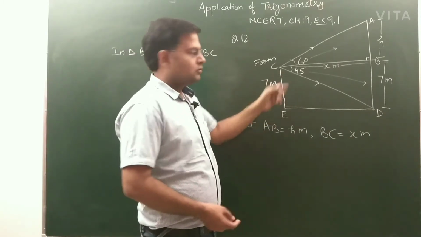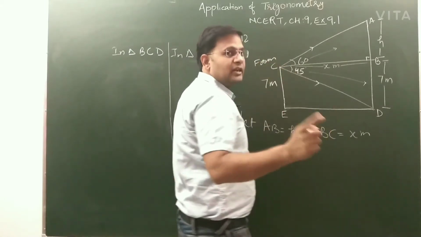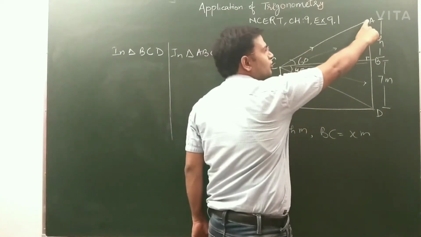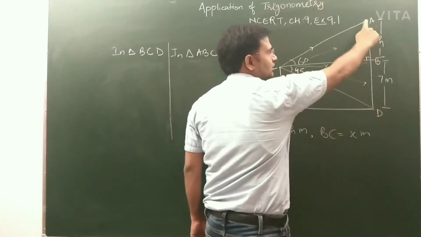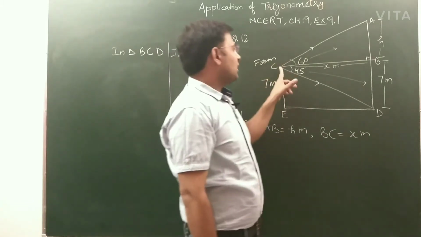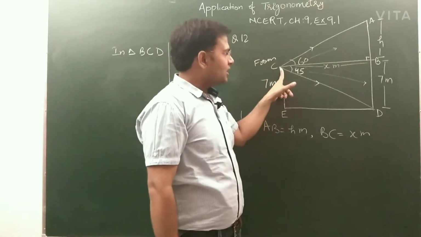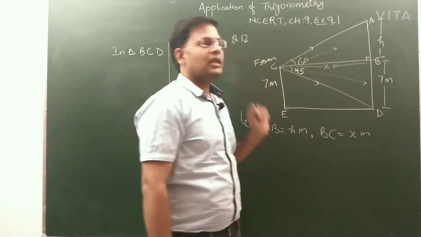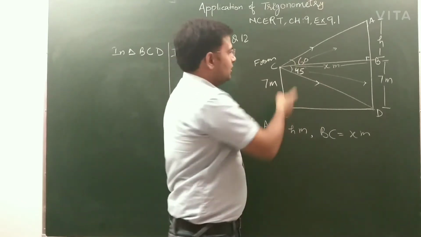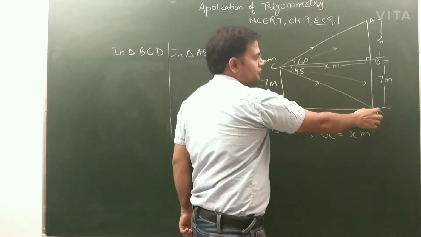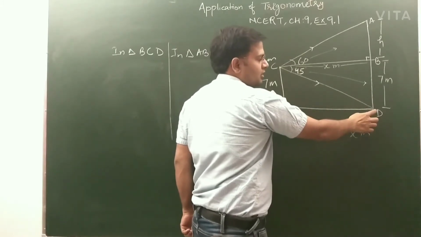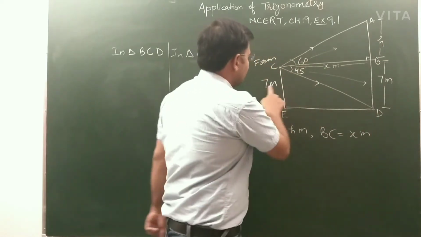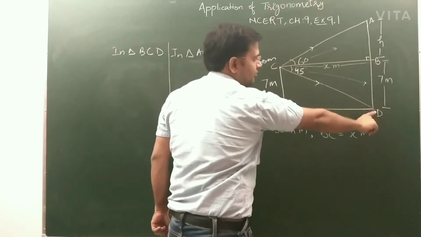From the top of a 7-meter high building, the angle of elevation of the top of the cable tower is given. This is the cable tower. AD is the cable tower, and the angle of elevation from the top of the building to the top of the cable tower is 60 degrees, and the angle of depression from the same point to the foot of the tower is 45 degrees. Then you have to find the height of this tower, which is AD.